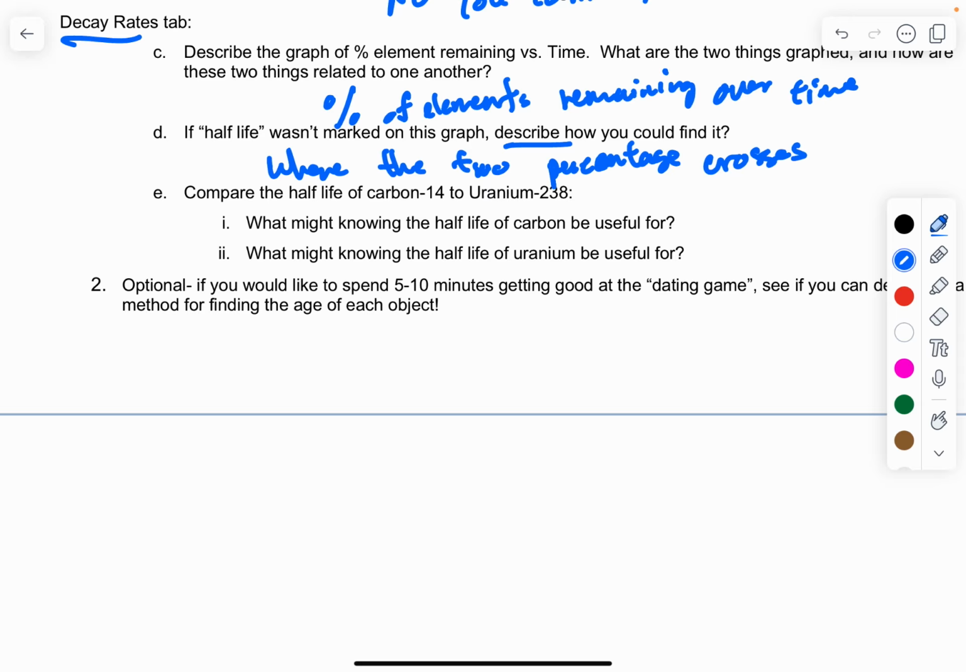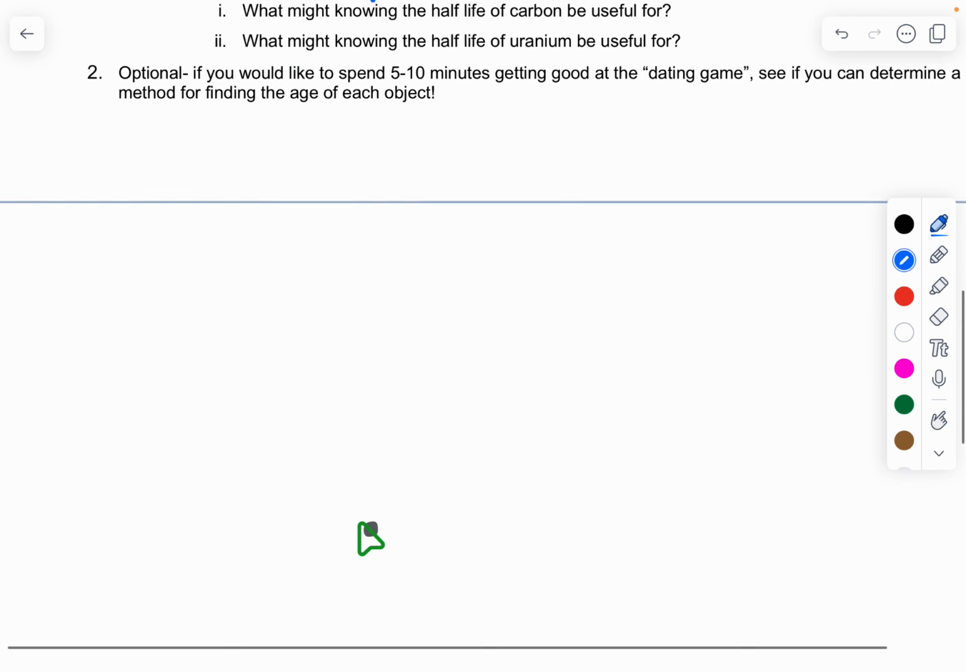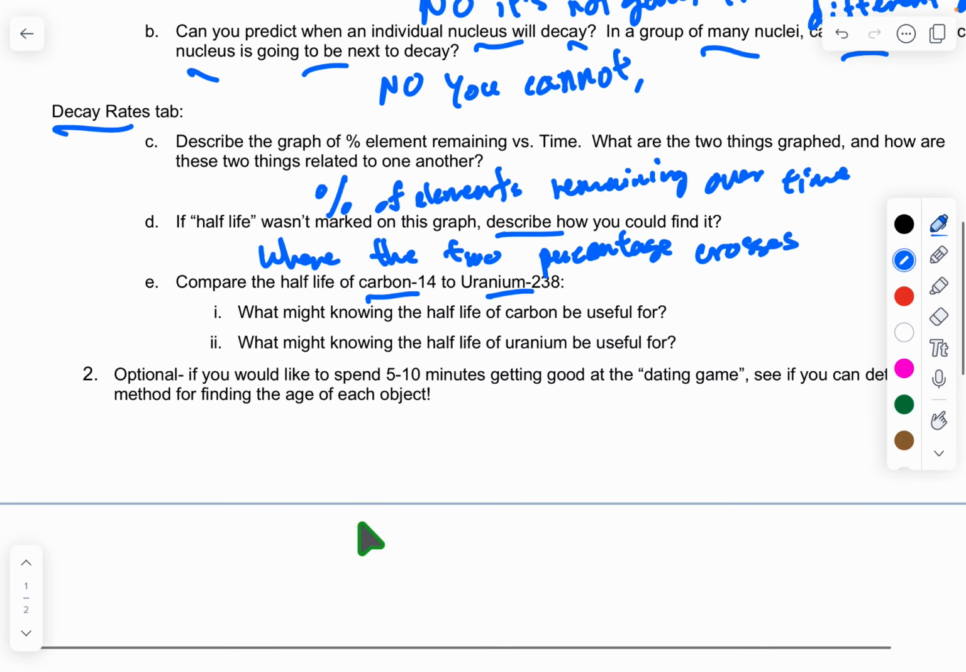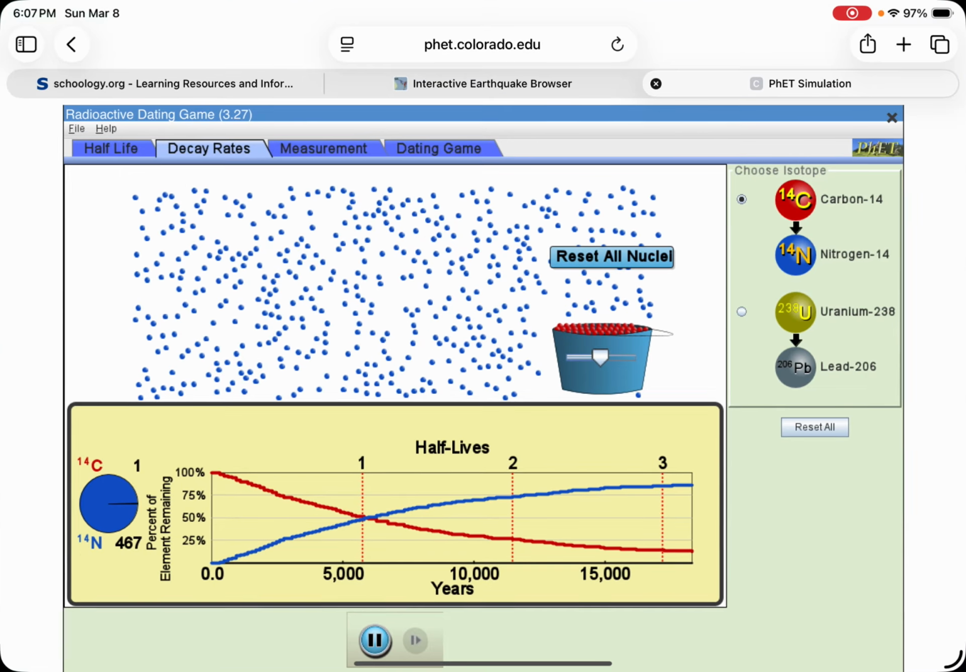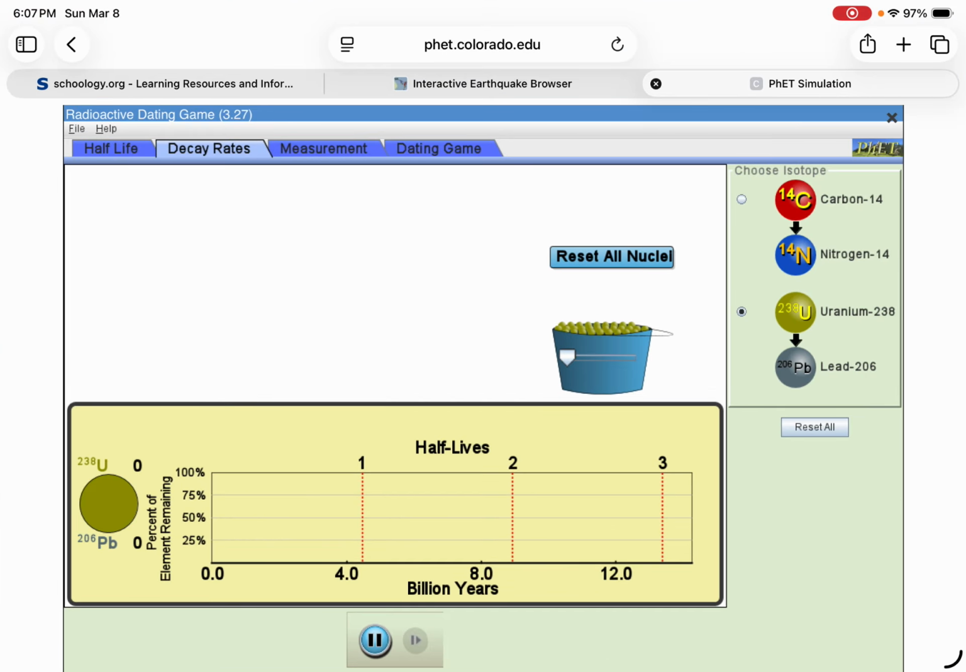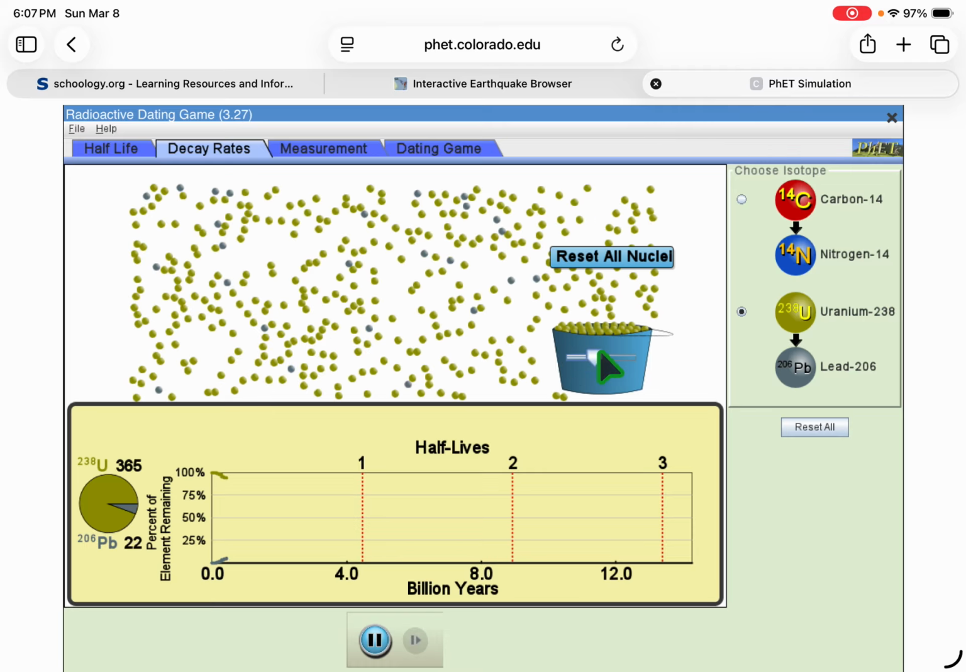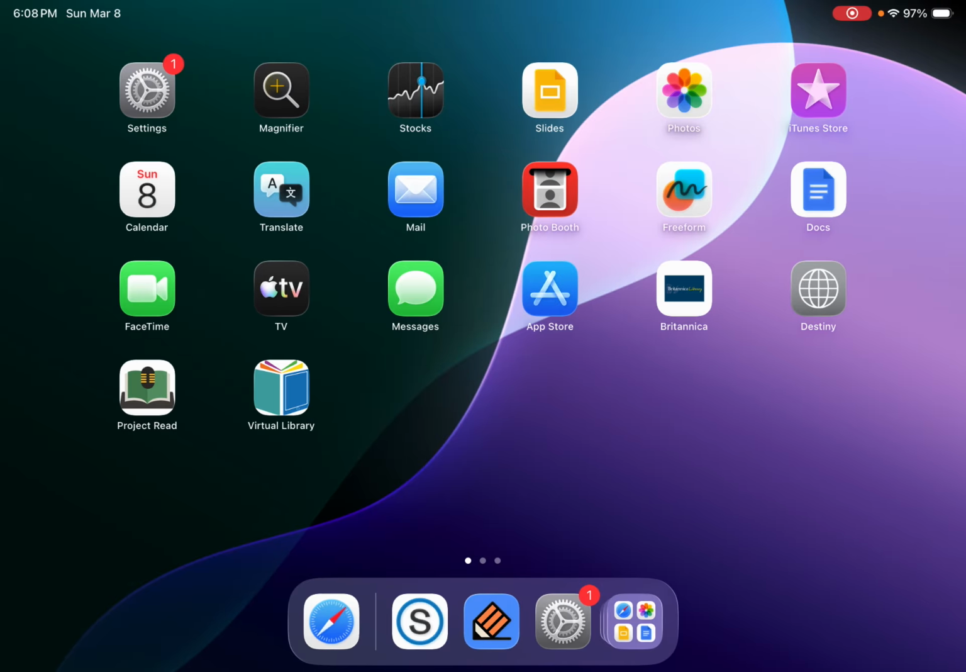Cool. Okay, optional. Oh, no, not yet. So it wants you to compare uranium and carbon. If you look at the scale of carbon, you can see it's in thousands of years. But if you look at uranium, it's billions of years. So the half-life of uranium is much, much longer. It's a very long time.